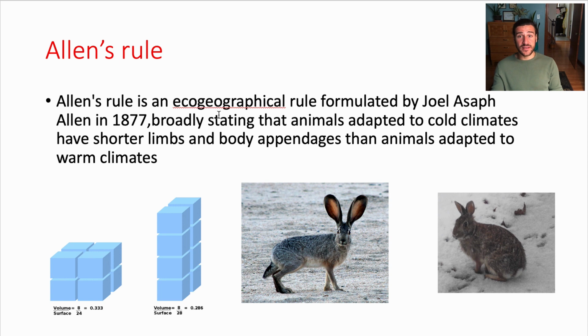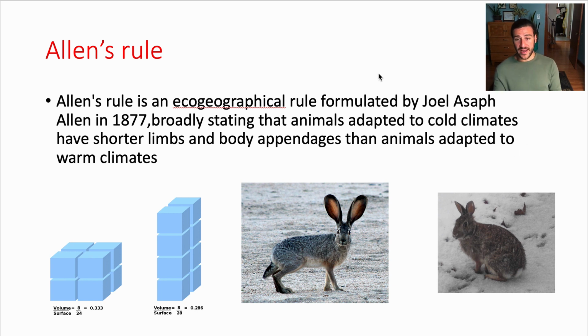The second rule we're going to learn about today, and final rule we're going to learn about, is Allen's rule. So Allen's rule has to do with appendages. So the double L in Allen, I want you to think of bunny ears, because bunny ears are appendages. Also limbs, legs and arms are appendages, and tails are appendages. So Allen's rule has to do with these appendages.